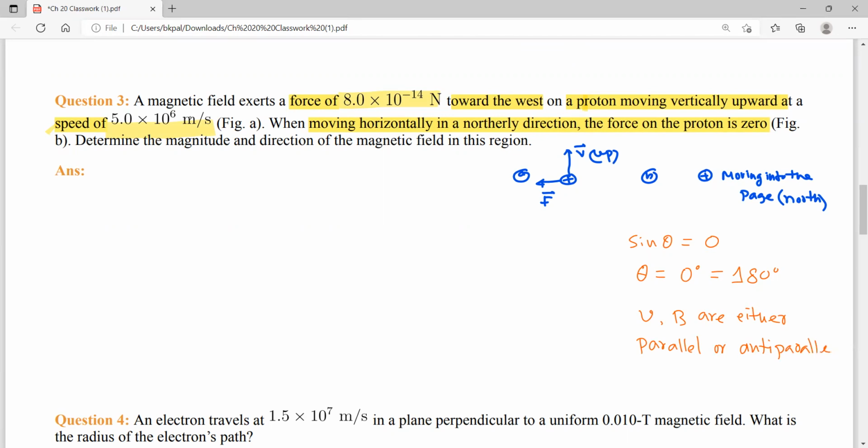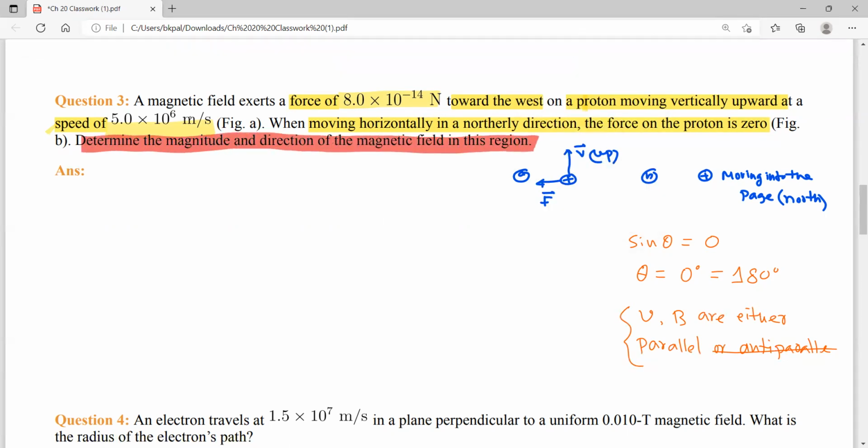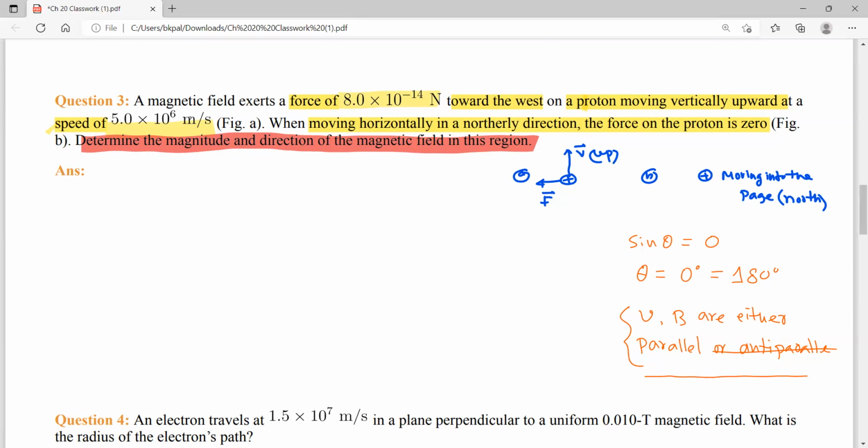Okay, so for simplicity, just think that when they are parallel, when theta equals 0 degrees, this information can tell you about the direction of the magnetic field, which we are basically asked to calculate. Here you see, determine the magnitude and direction of the magnetic field. By using this information, we can tell that the direction of the magnetic field and the direction of the force, the direction of the velocity in this case, are the same.